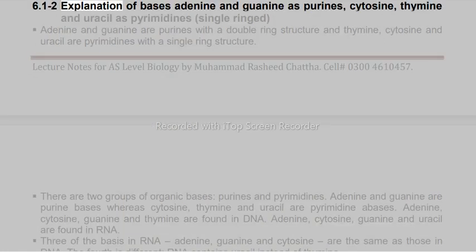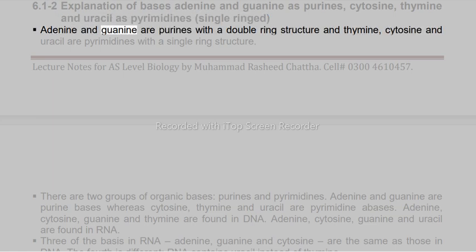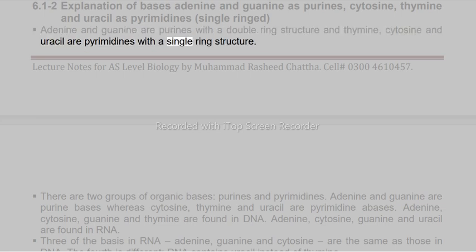6.1.2 Explanation of bases adenine and guanine as purines, double-ringed, and cytosine, thymine and uracil as pyrimidines, single-ringed. Adenine and guanine are purines with a double-ring structure and thymine, cytosine and uracil are pyrimidines with a single-ring structure.